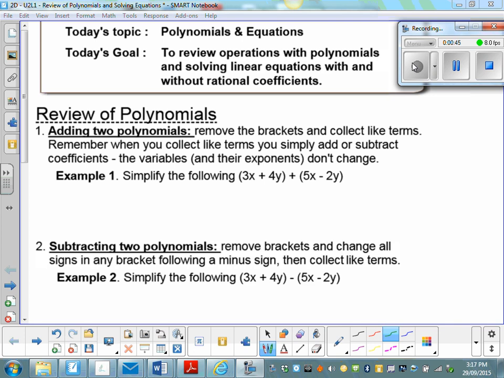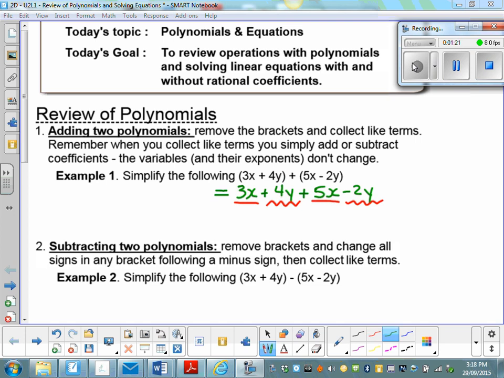When we add two polynomials together, we want to remove the brackets. The brackets are kind of a waste of time when we are adding two polynomials together. So all we do in this case is we rewrite everything without the brackets, and then we solve it from there. And the way we solve it from there is we collect like terms. So if I'm looking at the four terms that I have here, I've got two terms that have an x in them, and I have two terms that have a y in them.